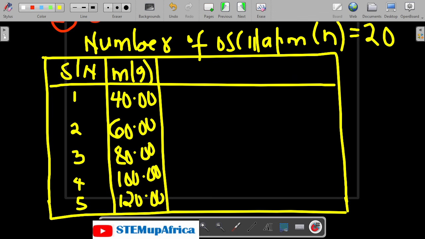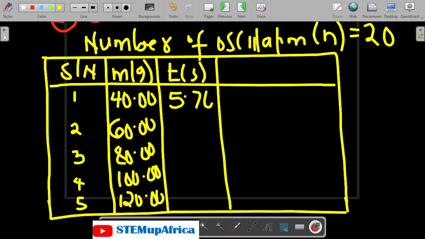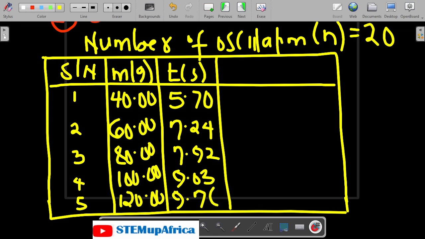So I will now determine the time of oscillation, which is t in seconds. For the 40 gram, the time of oscillation is 5.70. Then for 60 gram, I'm having 7.24. For the 80 grams, 7.92. For the 100 gram, I'm having 9.03. And for the 120 gram, I'm having 9.76. So from here I will determine the period.